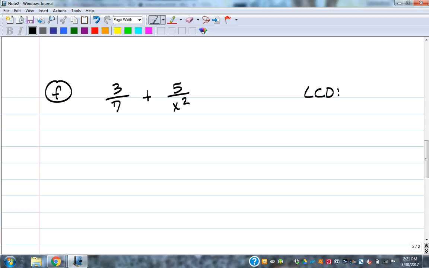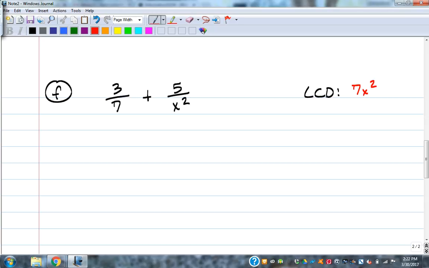So LCD, least common denominator, is what we've called that for years. And you know the difference between this and what you did in elementary school, so just letters there instead of numbers in the denominator. So what would be the common denominator between a 7 and an x squared? Yeah, you just multiply. If they're not alike at all, you just multiply them together and get 7x squared. So the least common denominator is 7x squared.